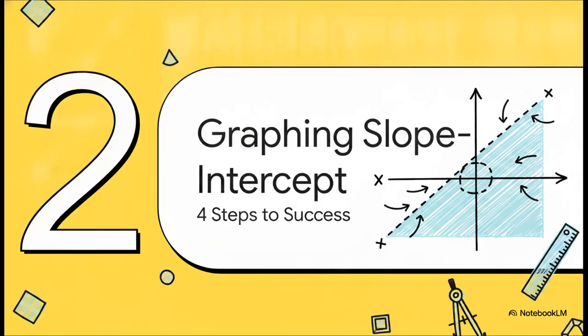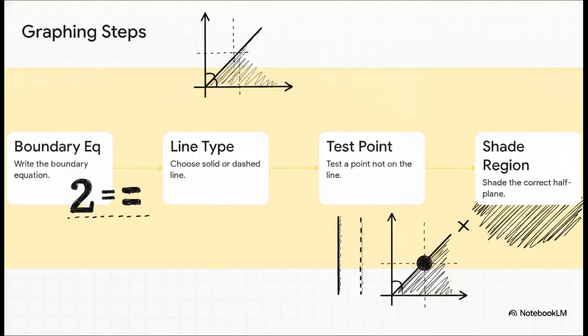Section 2. Graphing slope-intercept form. Now that we have the theory down, let's look at a reliable blueprint for graphing these. Here is a foolproof 4-step checklist you can use every single time. Step 1, pretend it's a regular equation, just to find your boundary line. Step 2, choose your line type, solid or dashed. Step 3, test a point anywhere on the graph that isn't on your line. And Step 4, shade the correct half-plane based on what that test point tells you. It really is that straightforward.